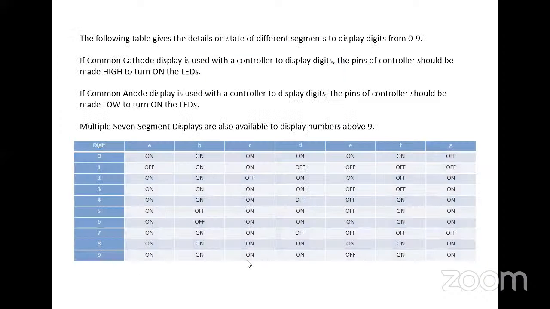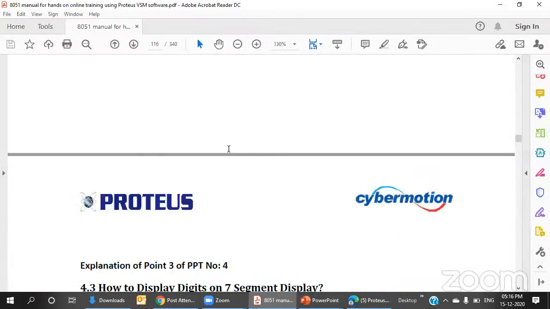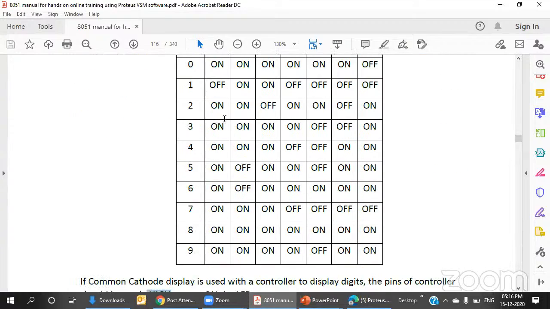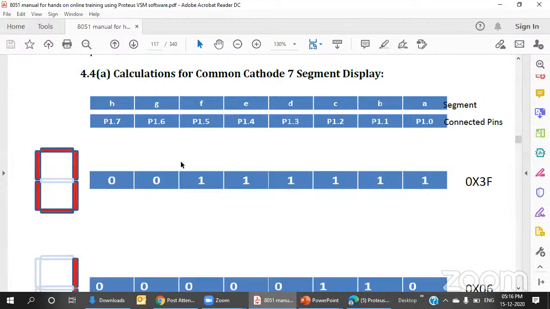So we will see this one more clearly in the manual. Here, digits. In common cathode, just observe here, we are connecting the 7 segment pins to port 1 pins. We will connect any port, just take any port. These are the segmentation values: A, B, C, D, E, F, G, H. Here, common cathode. Just see the common cathode values.